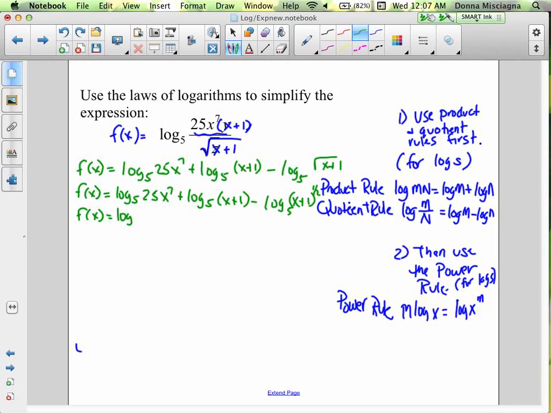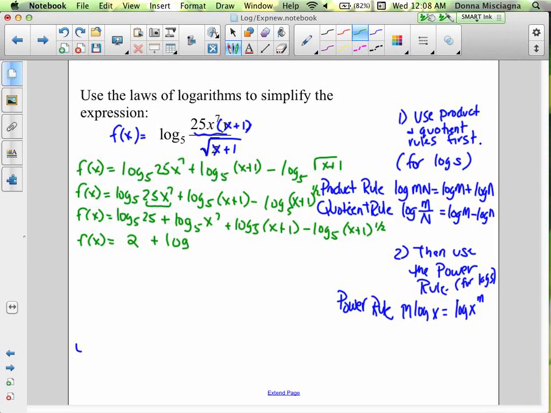Log base 5 of 25 plus, so this is technically a product, this 25x to the 7th, log base 5 of x to the 7th plus log base 5 of x plus 1 minus log base 5 of x plus 1 to the 1/2 power. Now all of that's raised to the 1/2 power. All right, now it's good. Except we can rewrite this one more time. So what is log base 5 of 25? In other words, what would you have to raise 5 to get 25? Well, that's just 2. So we have f of x equals 2 plus.